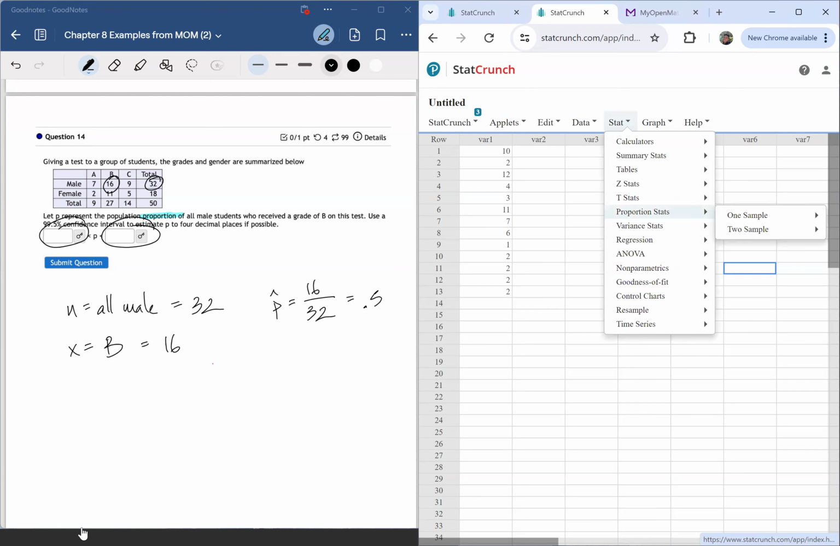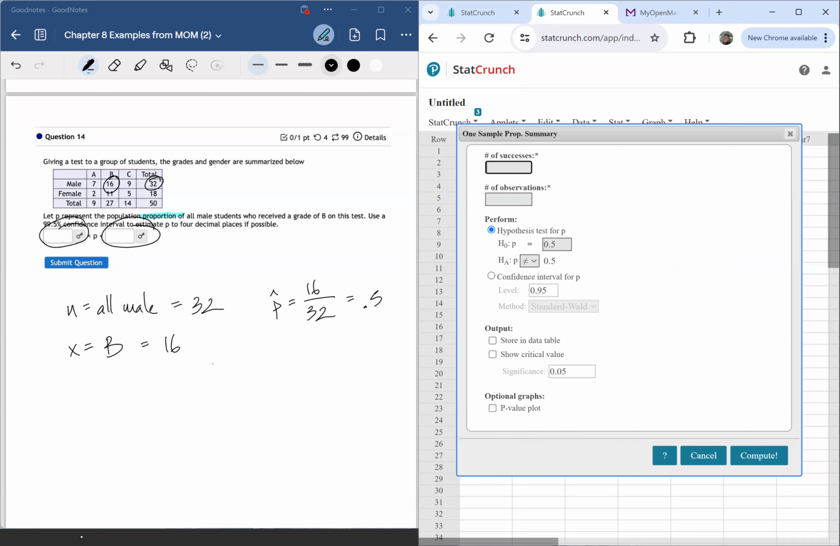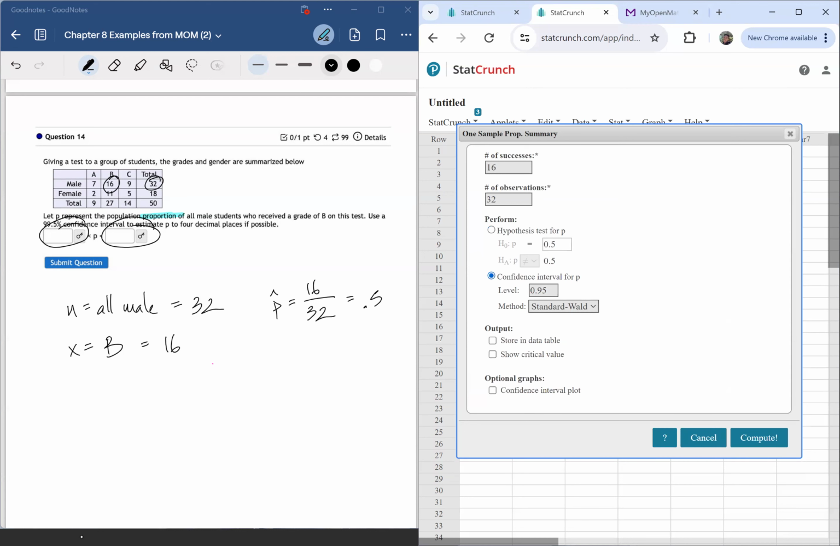We're going to proportion statistics one sample because we've just looked at this one group of students, and we're going to look at it with summary. Okay, so how many successes did we have? We had 16. How many observations? Well, we had 32 male students. We want a confidence interval, but we don't want 0.95. We want 0.995 to get that 99.5% confidence interval. Like we want to be super, super sure that our proportion is in between these two values.